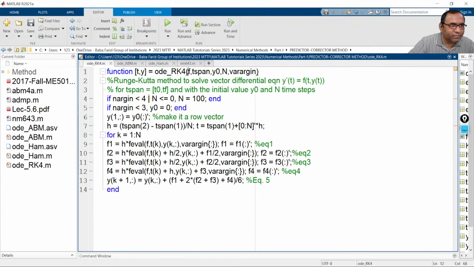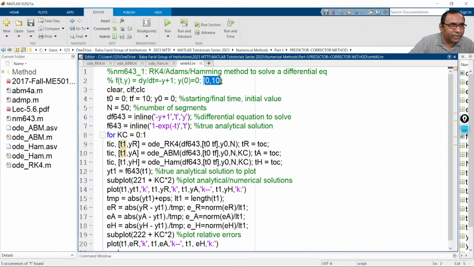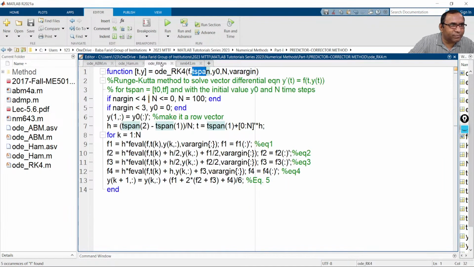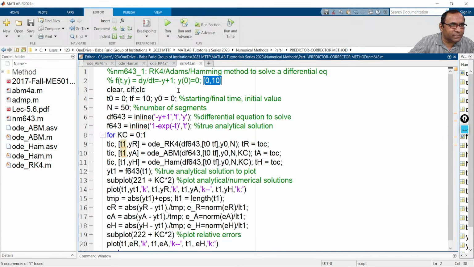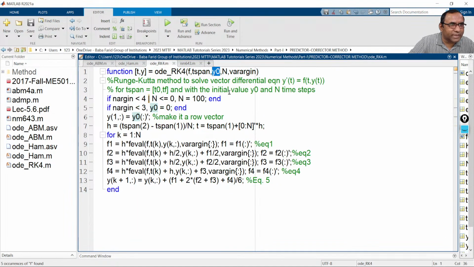One is the f function. Then we have t span. T span means the given interval, this one. Then we have the initial condition, which is this one. Then we have n. How many iterations do we want to apply? This is n.